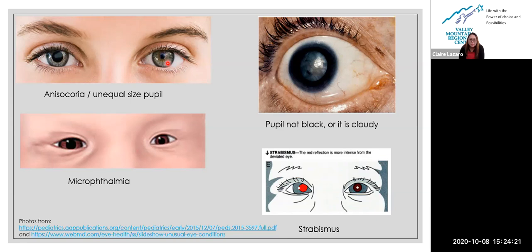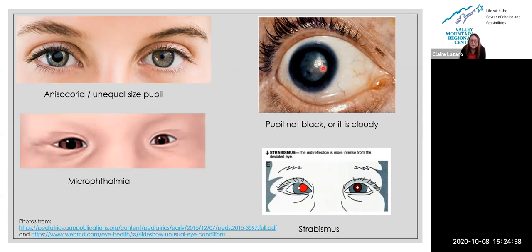And then compared to this one, it's teeny tiny, it's almost pinpoint. So if you're going to measure that, this is probably about a 7 to 8, and this is probably just about a 3 millimeter. So that's an unequal pupil.